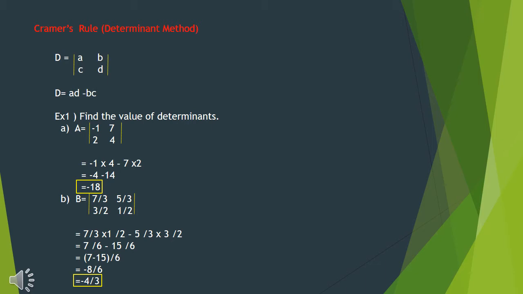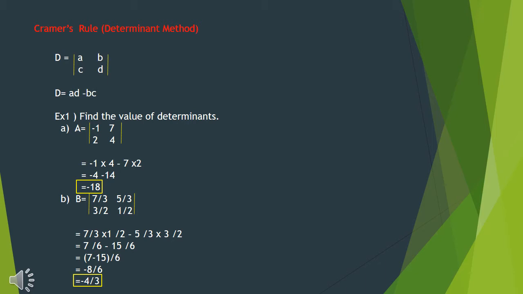For example, find the value of determinants. Let us take the first example. A equal to minus 1, 7 and 2, 4. Let us find the value of this determinant. The formula is AD minus BC. So, here we can write minus 1 into 4 minus 2 into 7. Minus 1 into 4 becomes minus 4, minus 14. So, that will become minus 18. So, here the value of determinant A equal to minus 18.